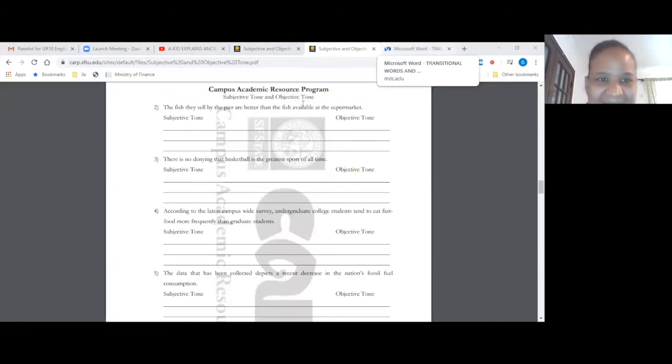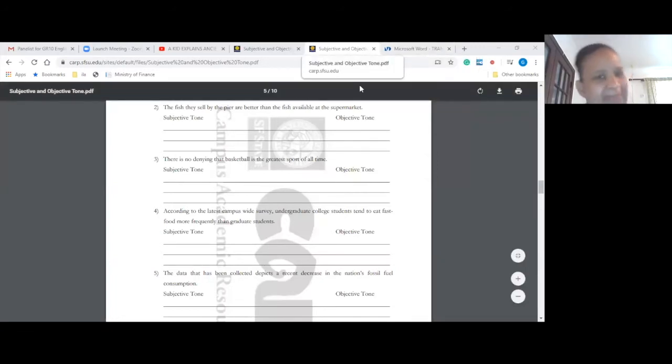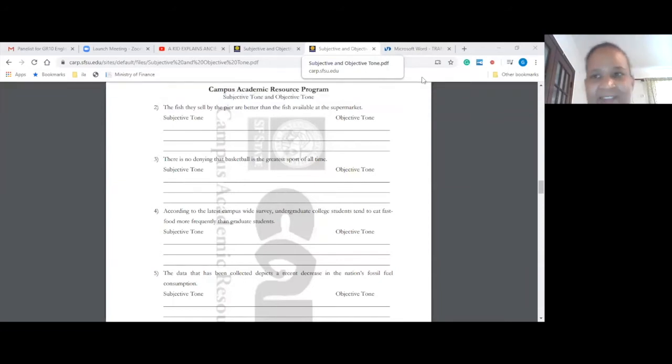Great, great, great. The fish they sell by the pair are better than the fish available at the supermarket. Now tell me, subjective, is it bias? Or objective, is it neutral, which we are aiming for? Perfect, Deasia King. Subjective because they use the word better. And her answer is perfect because she tells me subjective. It is perfect because she tells me why. Okay, as my critical thinkers, as we answer, we remember we give support.